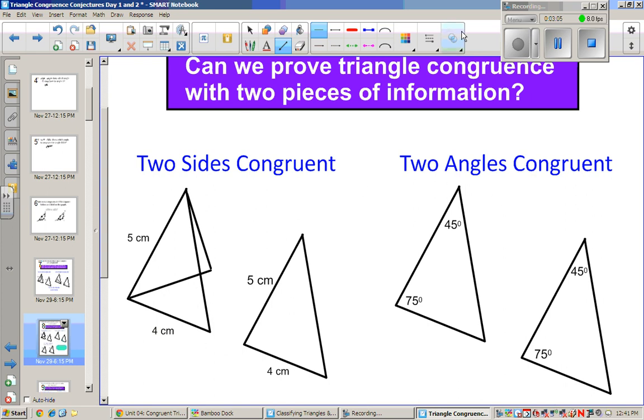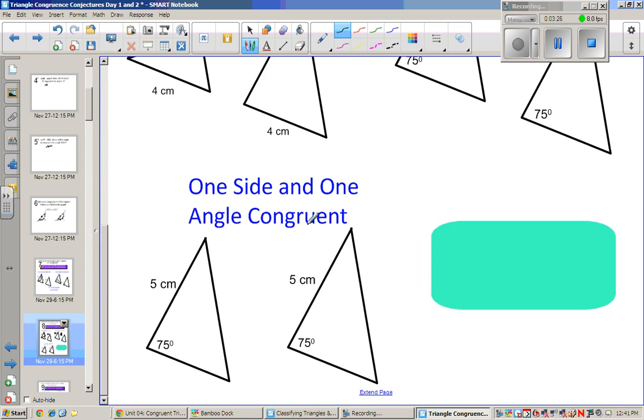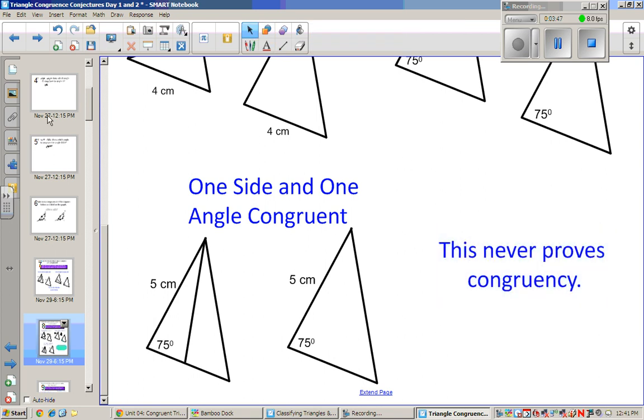2 congruent angles? You could have those angles, but just make the triangle smaller. And this could still be 45 and 75, like so. So this one is another no. So we have no, no, and if we have a side and an angle, we could easily take this side and draw a line like this. And this small triangle has the same dimensions as this big triangle if we have a side and an angle. So hopefully with 2 pieces of information, we know that never proves congruency.